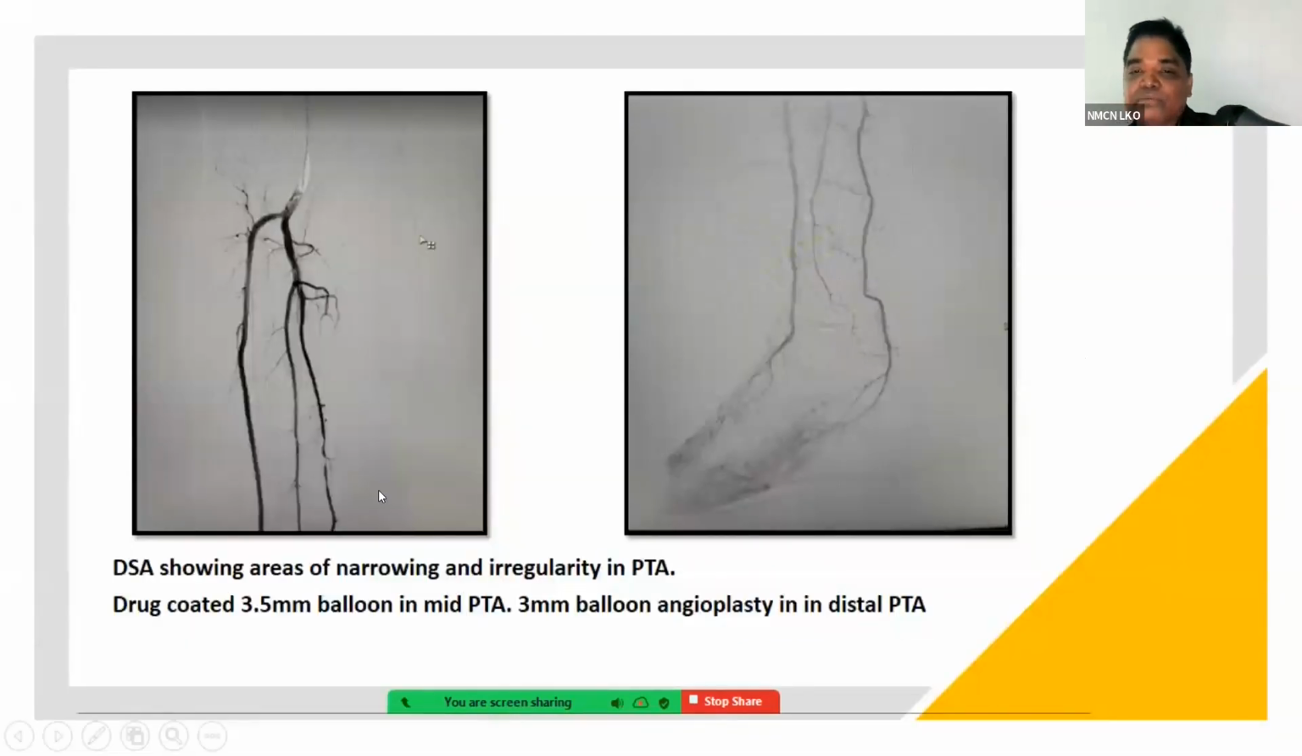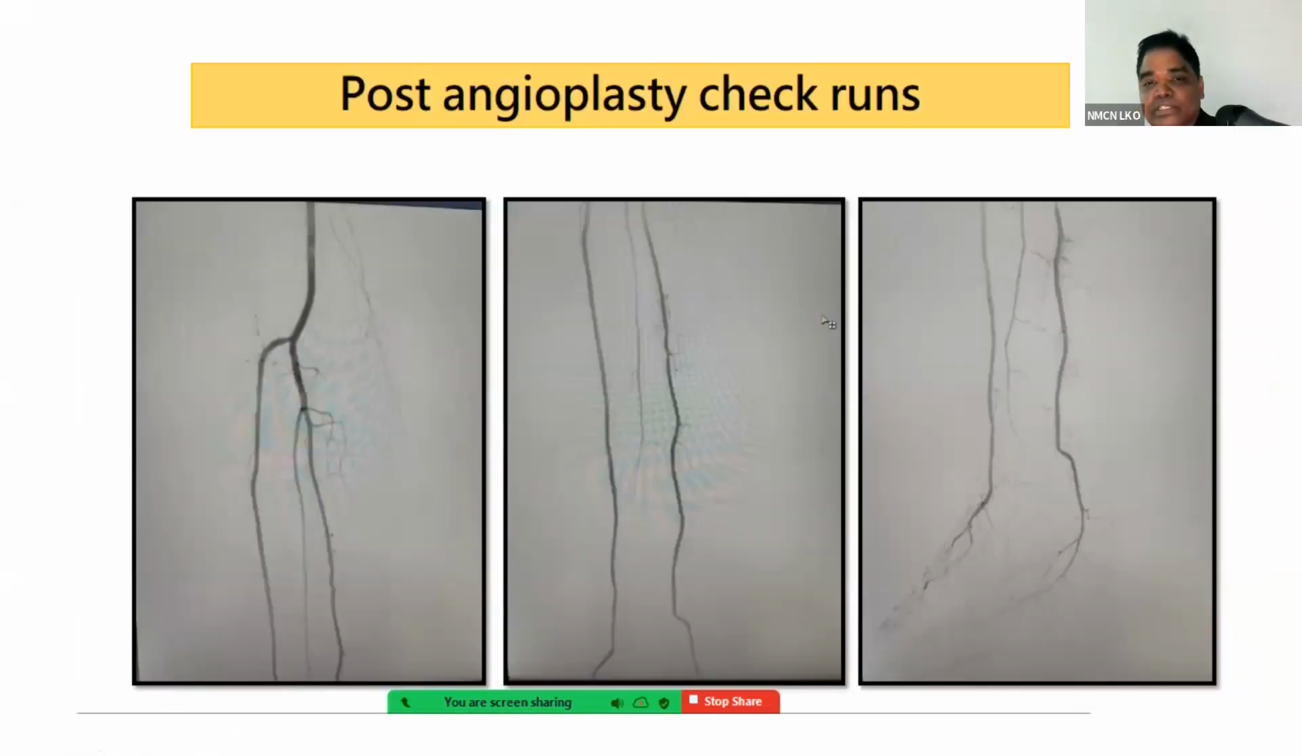This was his DSA image, which showed focal narrowings of the posterior tibial artery. So we initially did a dilatation with a 3.5 mm balloon here and distally of the posterior tibial artery with a 2 mm balloon. And we also used a drug-coated balloon of 3.5 mm across these lesions. And this was the check angioplasty runs, which showed that those stenoses have now gone and there's good runoff into the distal foot.